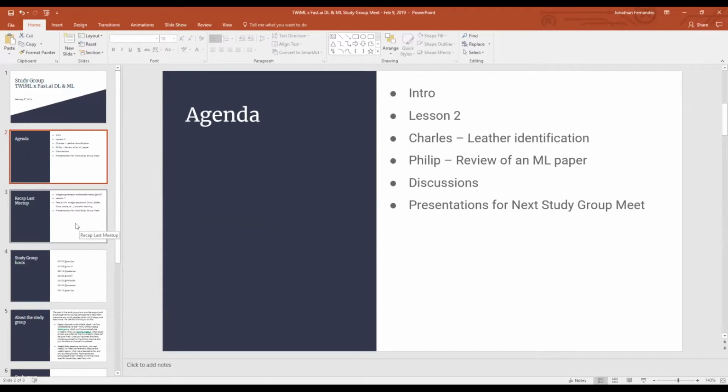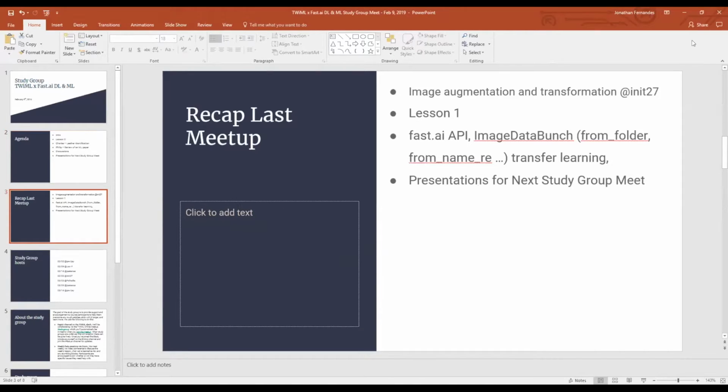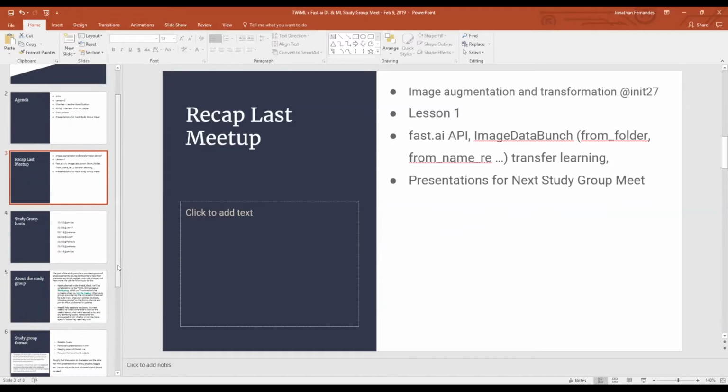Okay, so we ran a little bit out of time the last time round, so I thought it would just make sense for us to skip through some of these steps this time around. Okay, so just a quick recap from last week. We covered lesson 1. We also did, so init 27, he went through some of the image augmentation and transformations that's available with the Fast.ai library. And lesson 1 was really about getting to grips with the Fast.ai API, things like the image data bunch, using the from folder, from name with regular expressions and so on. And so lesson 2 is going to build a little bit on that, where we're going to look at things like putting things into production, but also we're going to be looking at stochastic gradient descent, and what are some of the things you should be looking out for to confirm whether your model's working as it should.